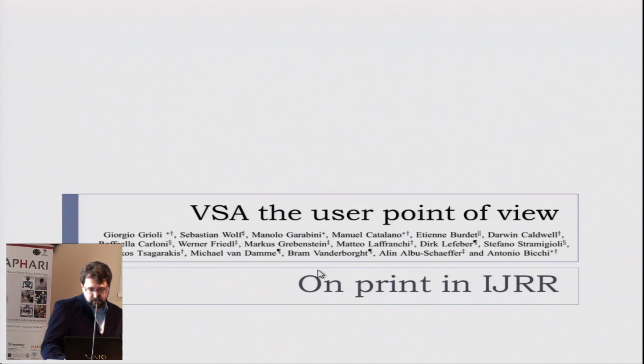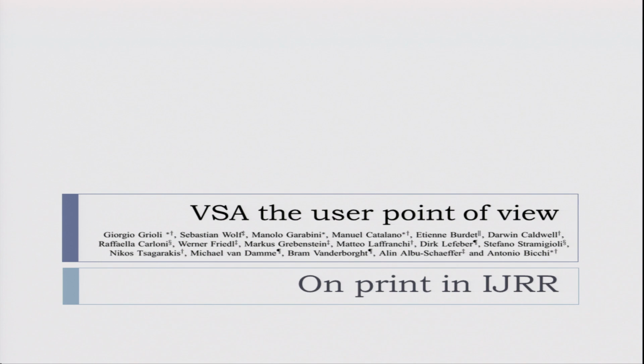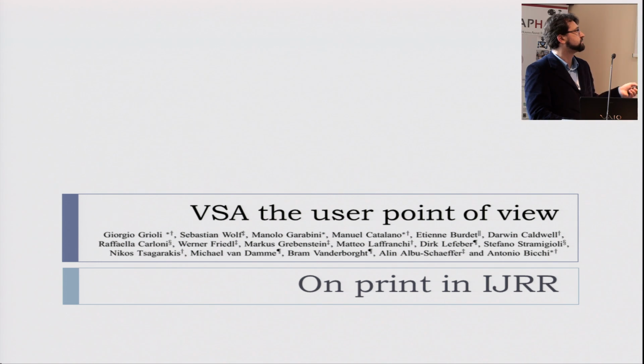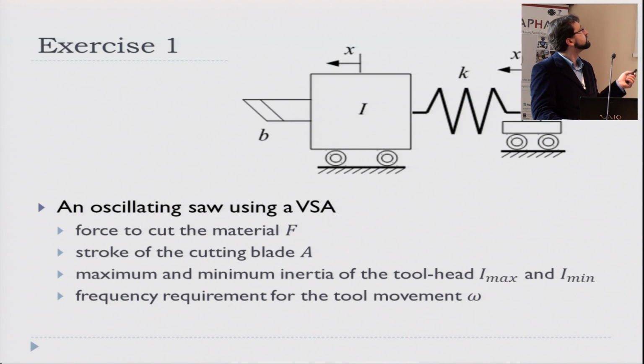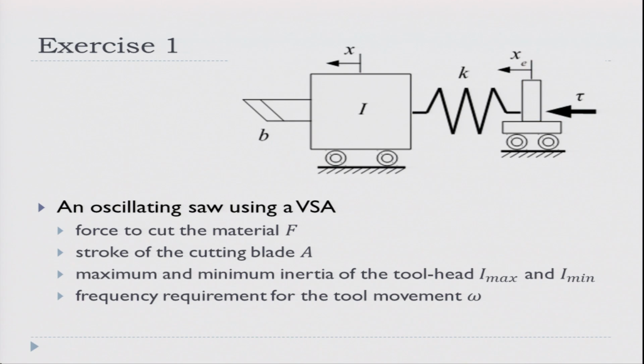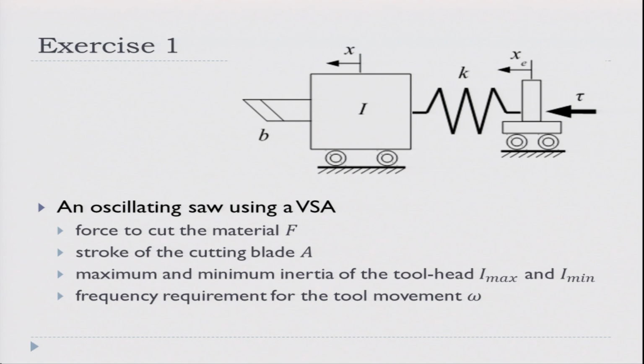Okay, let's go back here. So all of this is going to be published soon on HIRR, on this paper, which is VSA from the user point of view. And okay, now that I have all these parameters, how do I use them? Well, I will leave you these two exercises, which are very, very simple. And they are listed on the paper, so if you download the paper, you already have the solution, but please try to do them yourself if you have time.